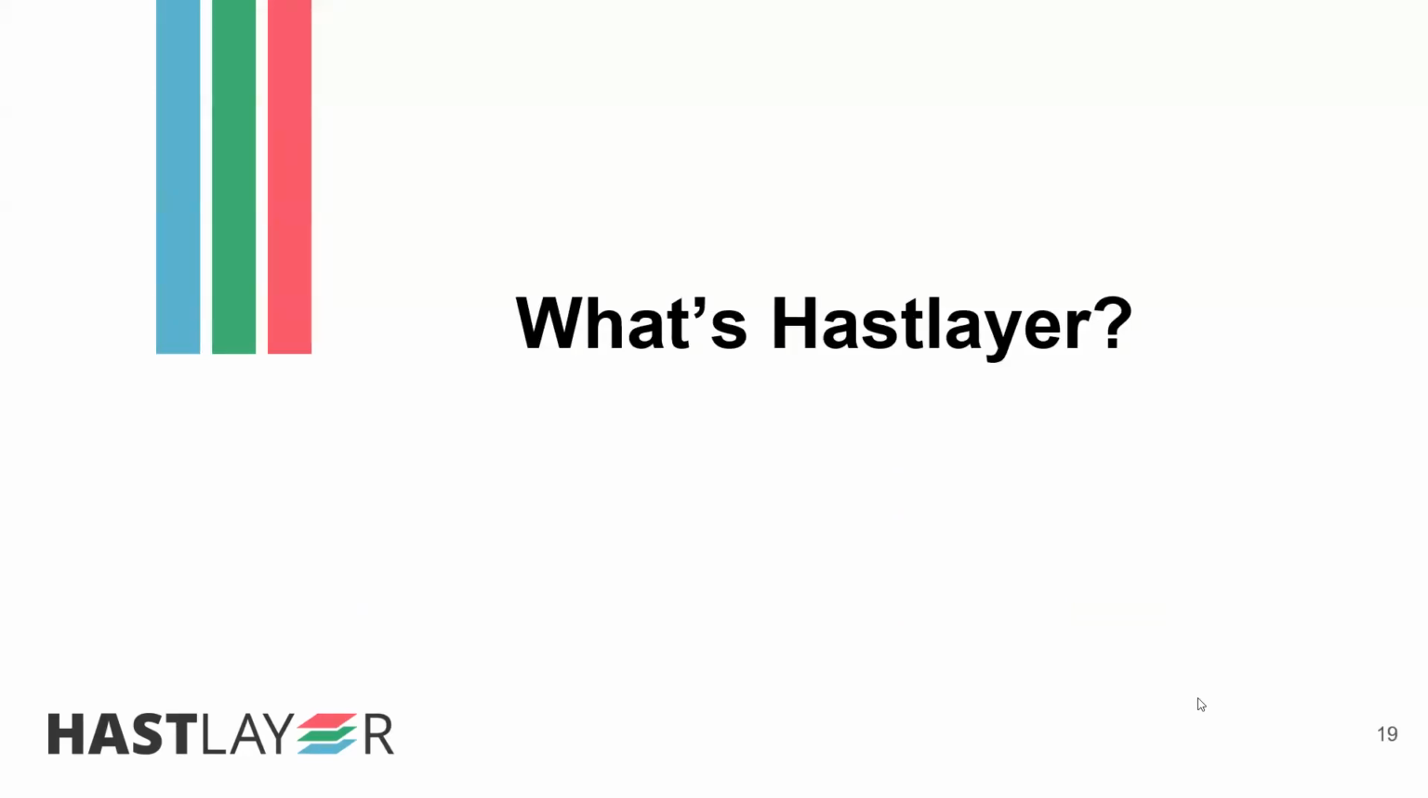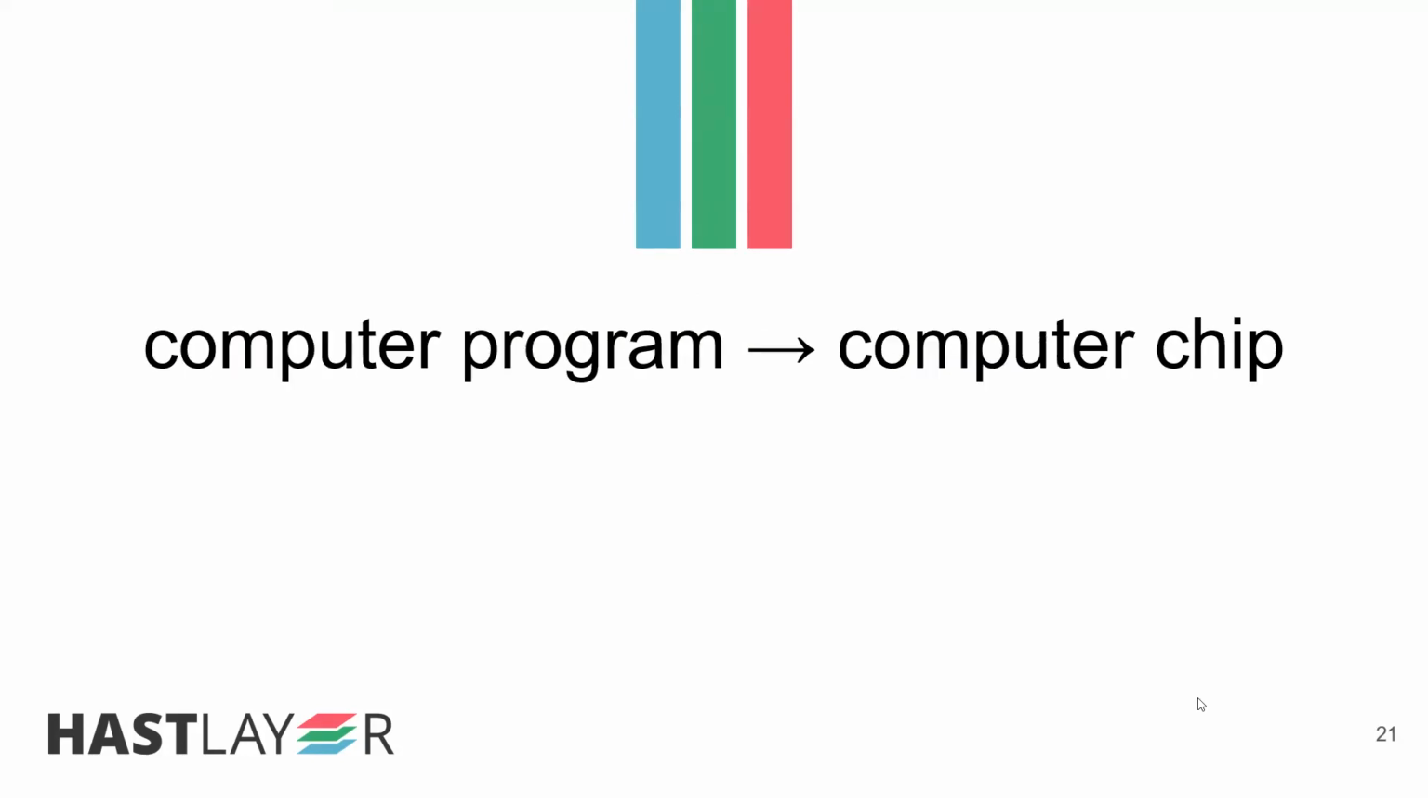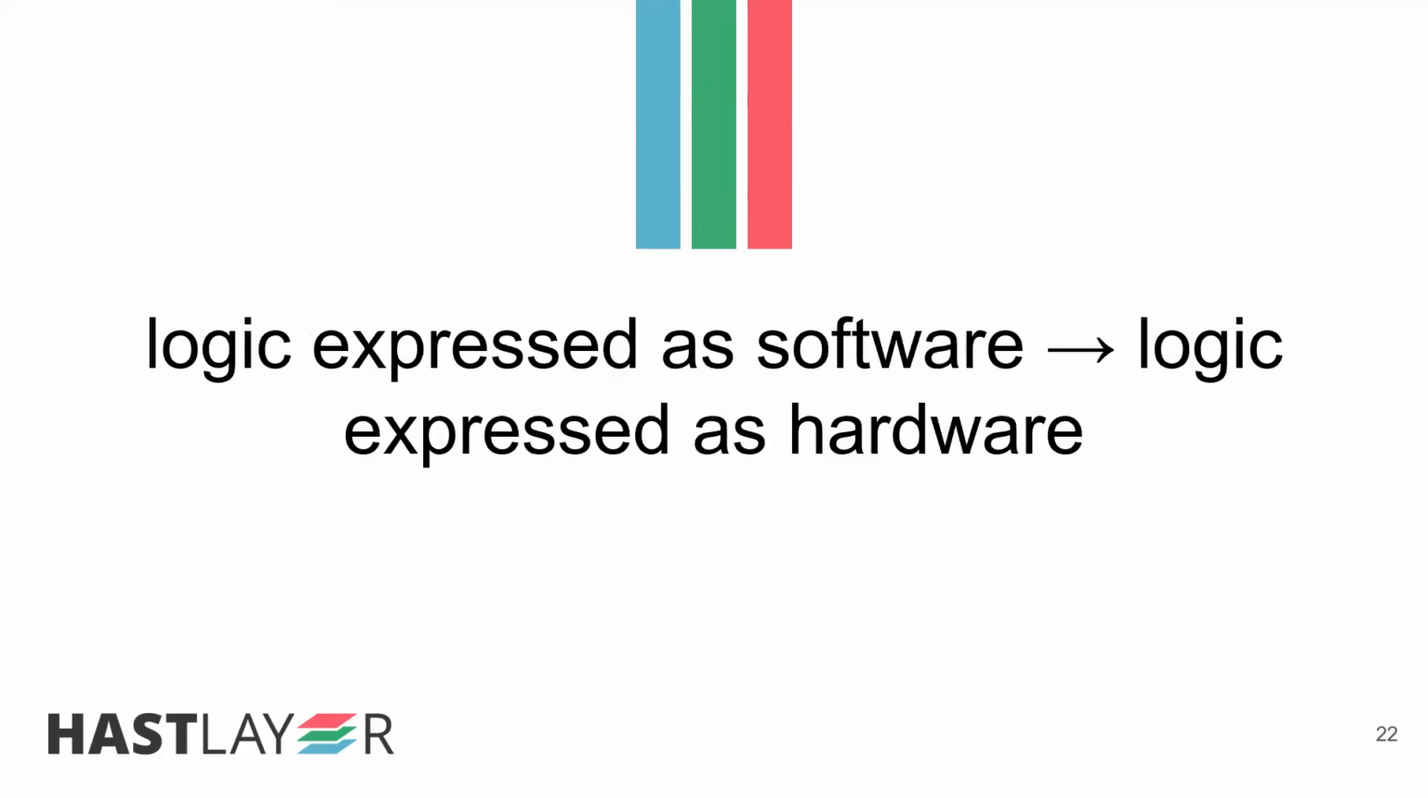So, a lot of introduction. What is Hastlayer actually? It's a tool. It's an open source tool that takes a computer program and turns it into a piece of FPGA logic. We could also say that it takes a computer program and turns it into a computer chip. Otherwise, we take a piece of logic that was originally expressed in a software form and create an equivalent logic, which is expressed as hardware form.